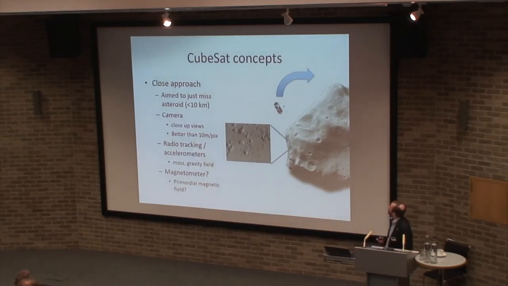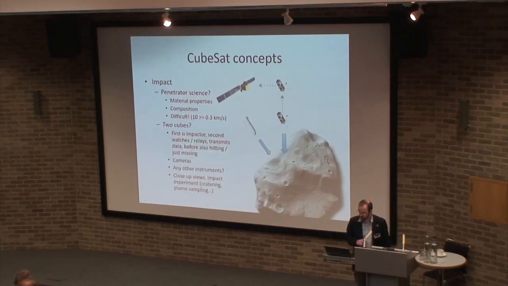What can you do though? Well, firstly, you can get a lot closer. So you can release your CubeSats to just miss the asteroid, to have very close approaches. And if you got that wrong and they hit them, well, never mind, they were cheap. And so you can get a lot closer viewpoint than we'll get from the main spacecraft. You can also add to this sort of radio tracking or accelerometers and measure mass and gravity field, just from how these things move as they go past them. You could even think about things like magnetometers and look at crazy things like do these things have primordial magnetic fields, so that's a challenge.